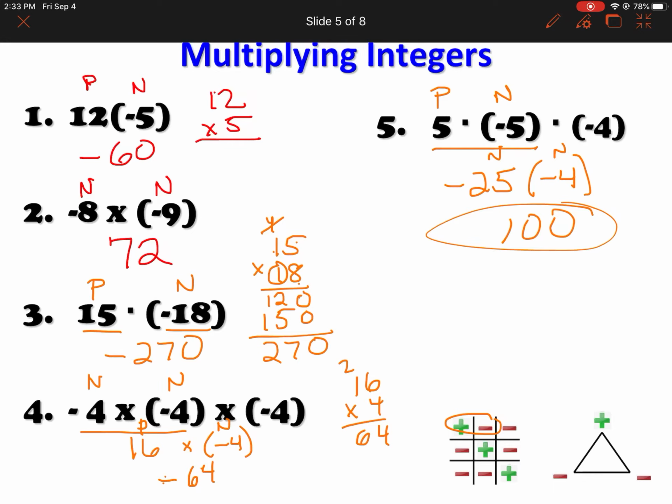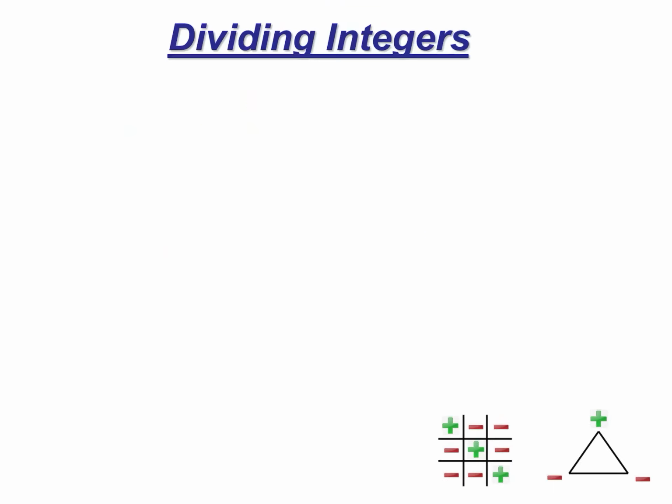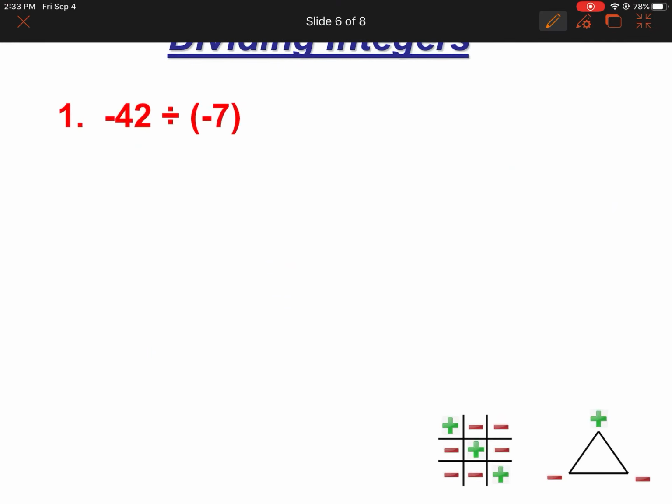Okay, moving on. All right, let's practice some dividing. So some basic division. Once again, we're going to look. Signs are the same.